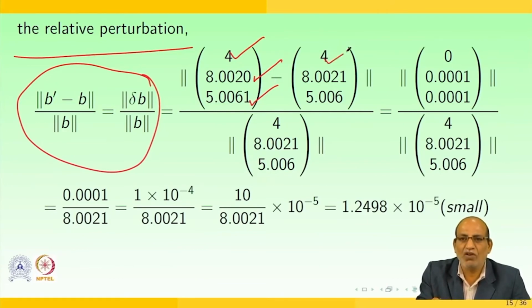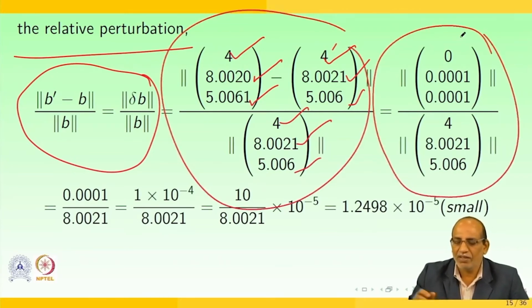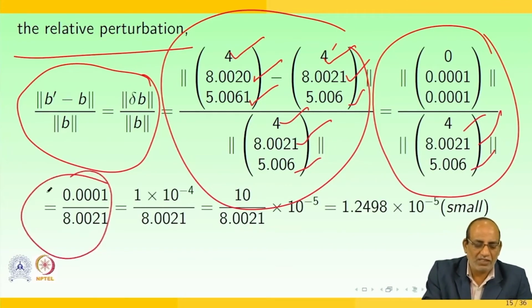minus this B 4 and 8.0021 5.006. Okay, and when you take the denominator you will have again 4 8.0021 and this thing. So from this we can write it in this form, that is the norm of 0.00001 upon the norm of this, which is 4 8.00021 5.006.